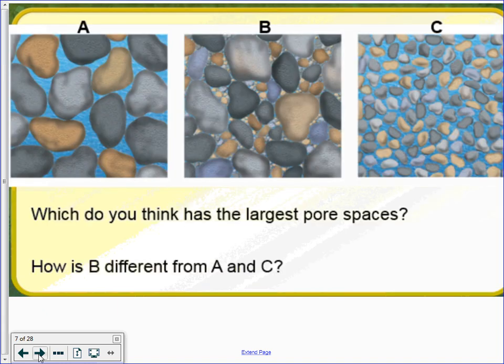So you've got some questions here. I want to give you a second to answer it. The first one says, which do you think has the largest pore spaces? Look at these 3 pictures, A, B, and C, and write a letter in that box. Which letter do you think has the largest pore spaces? And then in the second box, how is B different from A? I sort of already gave you the answer.